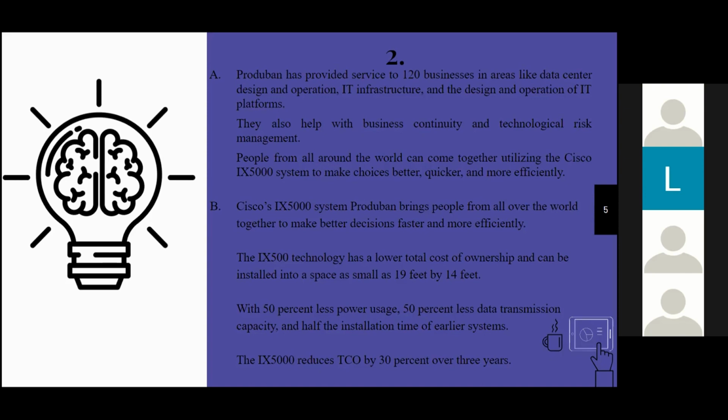B, by using the Cisco IX5000 system, Produban brings people from all over the world together to make better decisions faster and more effectively. Over the years, it has invested in 76 of Cisco telepresence rooms worldwide. The IX5000 technology has a lower total cost of ownership and can be installed into a space as small as 19 by 14 feet, with 50% less power usage, 50% less data transmission capacity, and half the installation time of earlier systems.